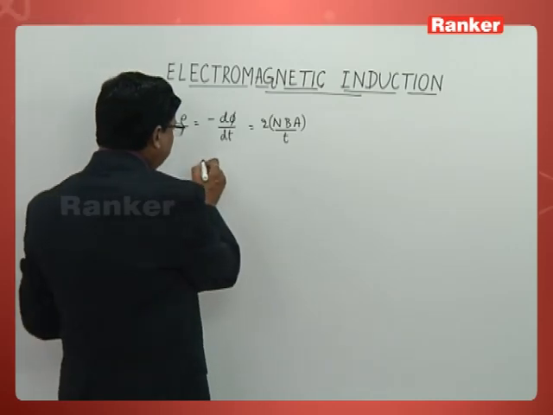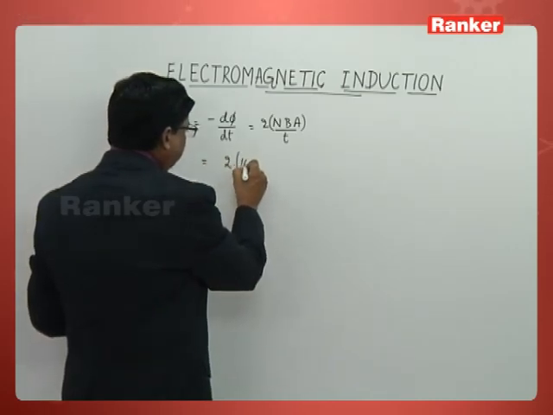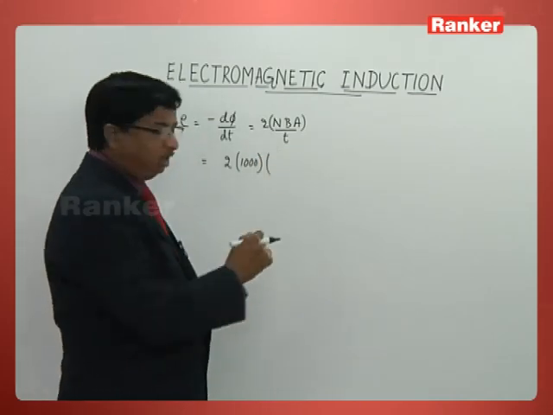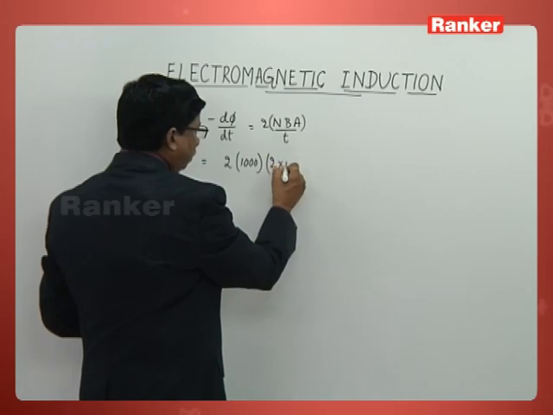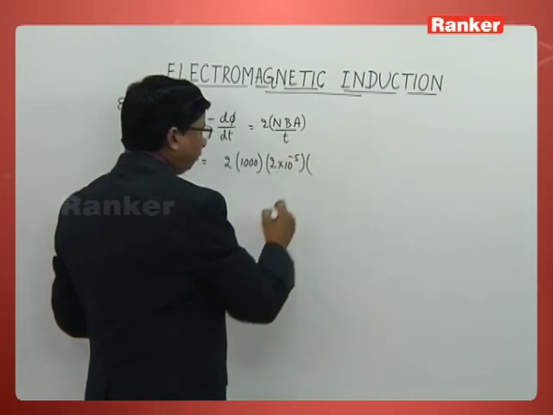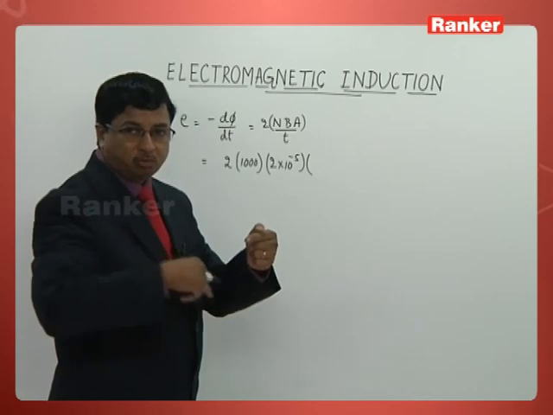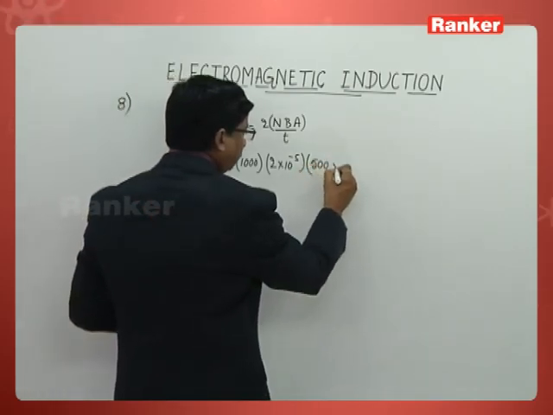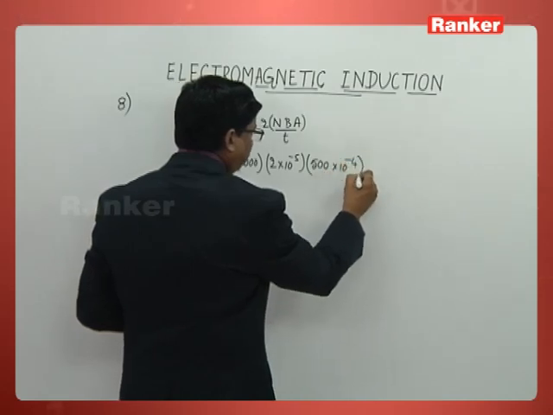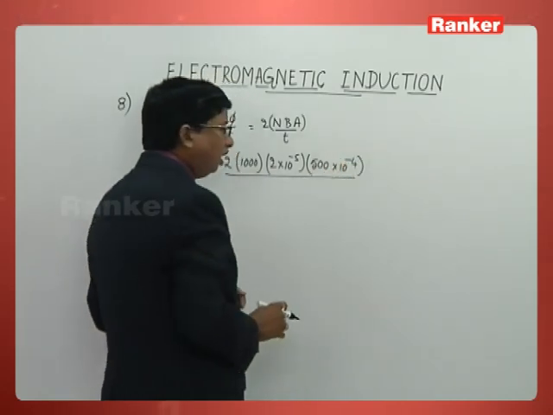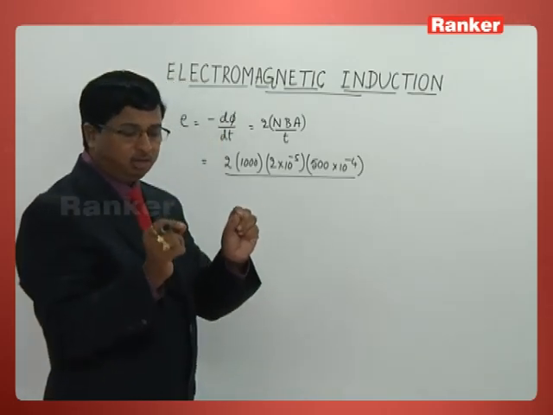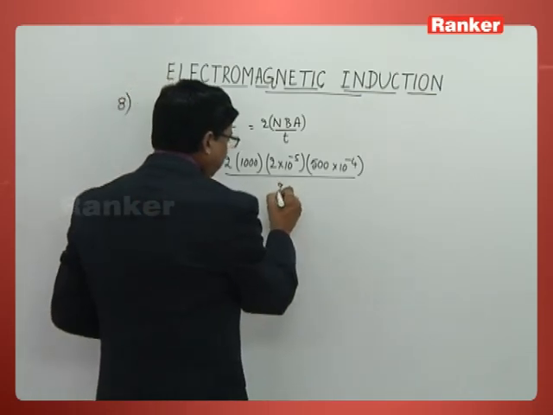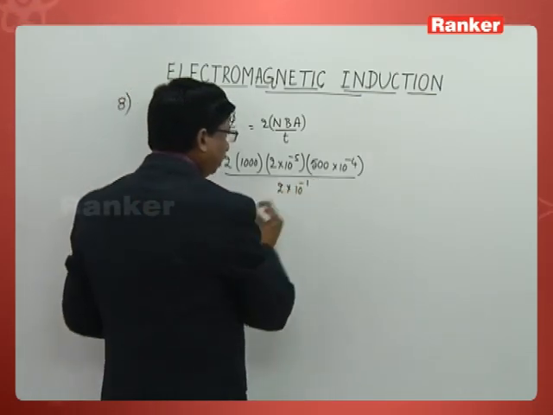What are the values he has provided? You see there, N is 1000. B value is mentioned as 2 into 10 to the power minus 5. Area of the coil is given as 500 centimeter square, which you can write as 10 power minus 4 meter square. Over how much time the coil is reversed? That's 0.2, so better take 2 into 10 power minus 1.